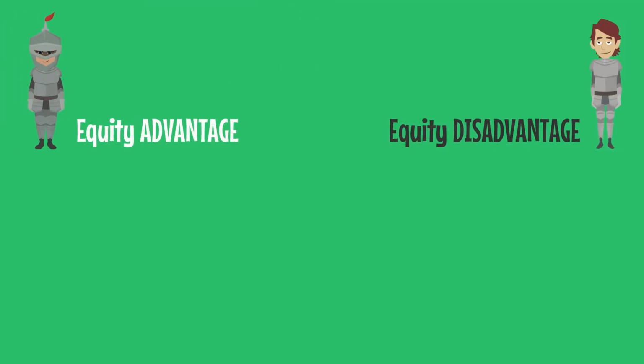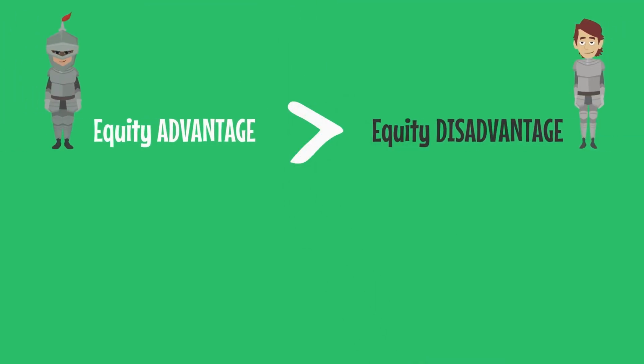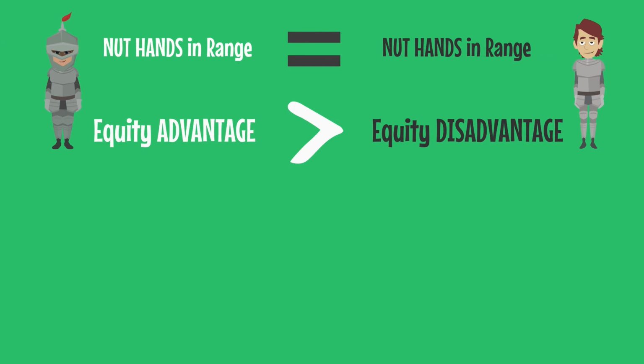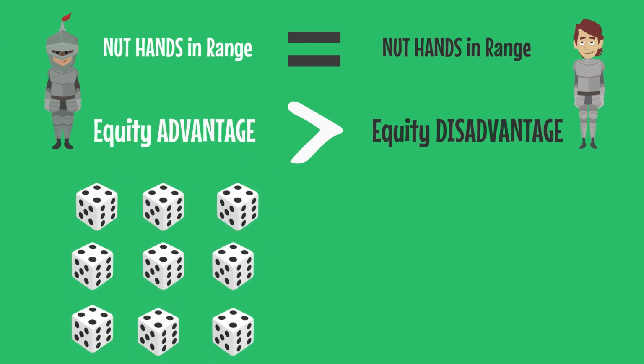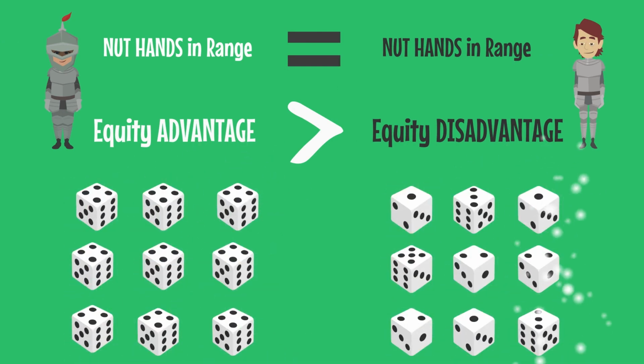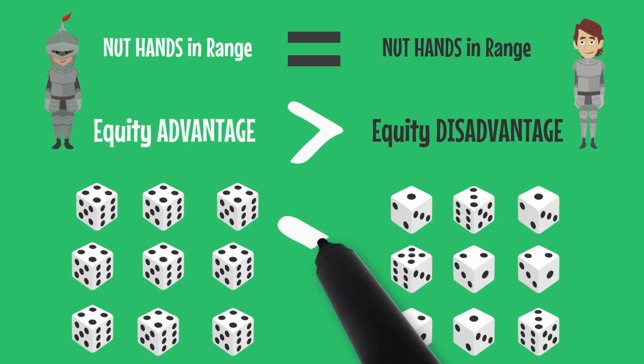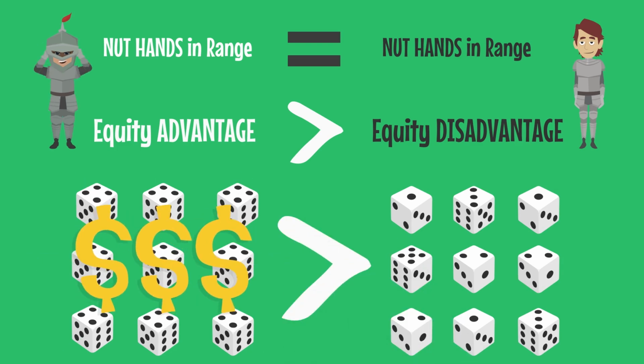Think of it this way. An equity advantage over an opponent when you share the nuts is like you have dice numbers 4 through 6, and they have all numbers 1 through 6. Therefore, your rolls are going to outperform your opponent's on average.